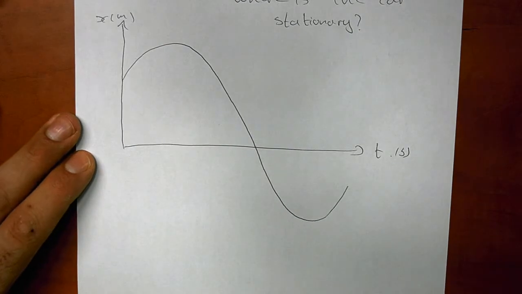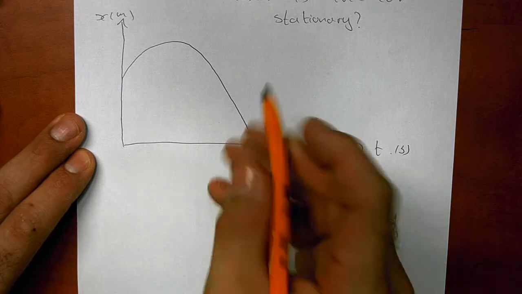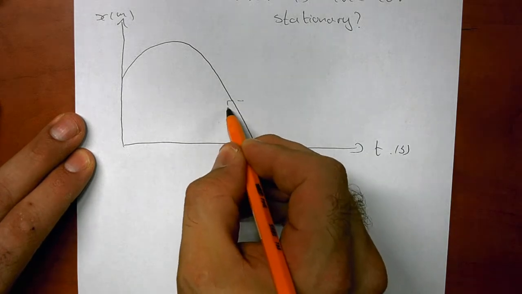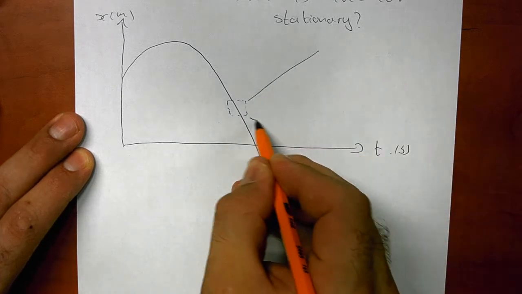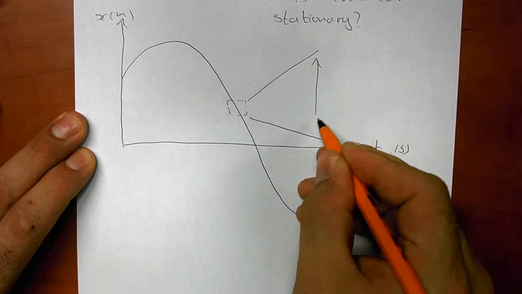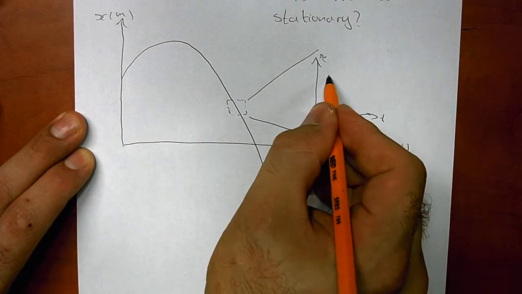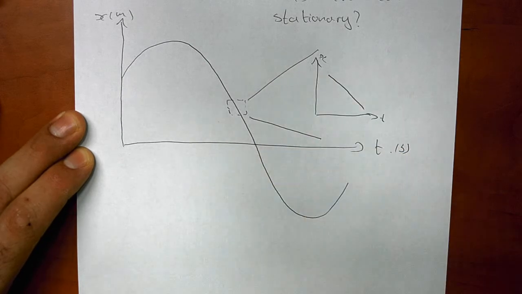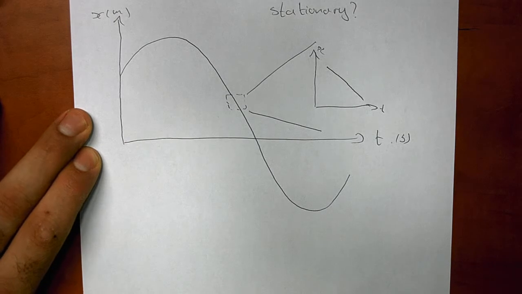Well, just to see how we can figure out if it's standing still or not, let's zoom in on a tiny little piece of this graph. So let's zoom in on that little bit. So I'm going to blow it up like so. And basically we've got, if that's x and that's t, we've got a piece of the graph that looks like that.